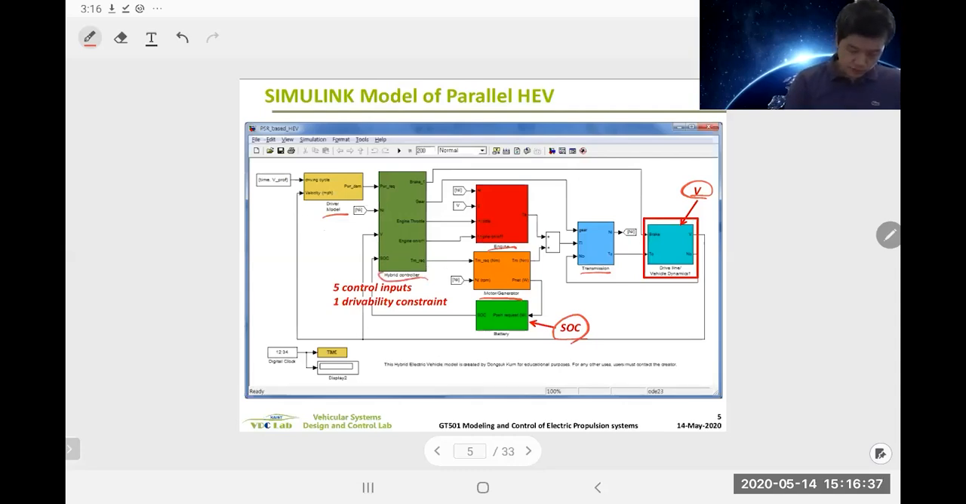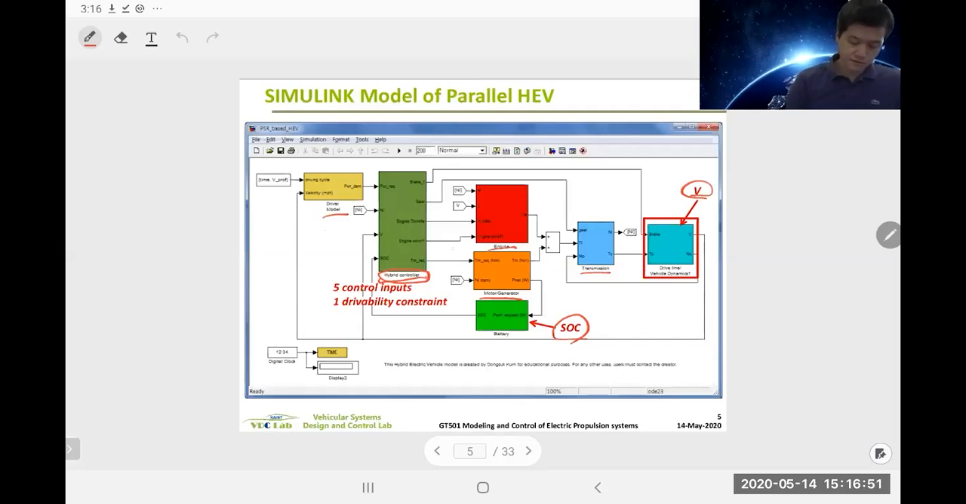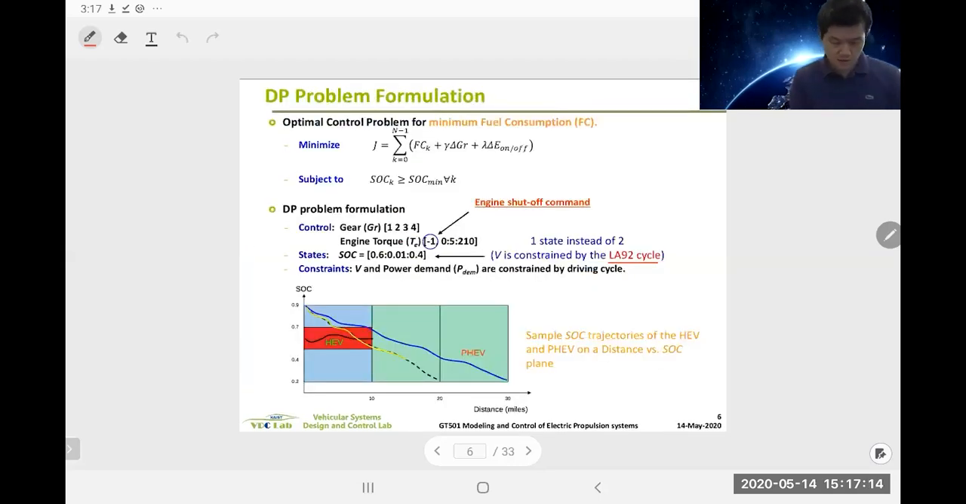And then we have the controller, right? And our task is to design this controller, or let DP find the optimal solution to determine these control variables. And then hopefully we can design the controller based on the DP solution, okay? And this is the DP problem formulation, okay?